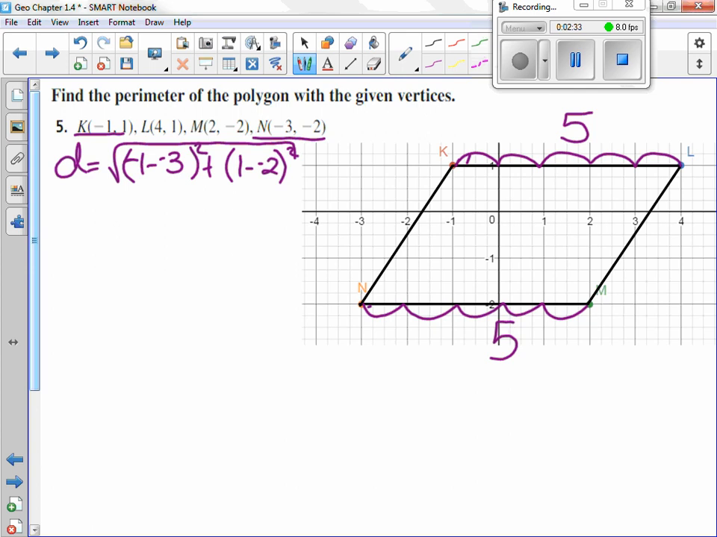Now, for any of you that struggle with the distance formula and simplifying, are we all comfortable with setting this up and plugging it in, yes? If you struggle with simplifying it at all, type it straight in the calculator. Don't simplify anything. Square root, open parentheses, -1 minus -3, close parentheses, squared, plus, open parentheses, 1 minus -2, close parentheses, squared, hit enter. It'll do it for you.